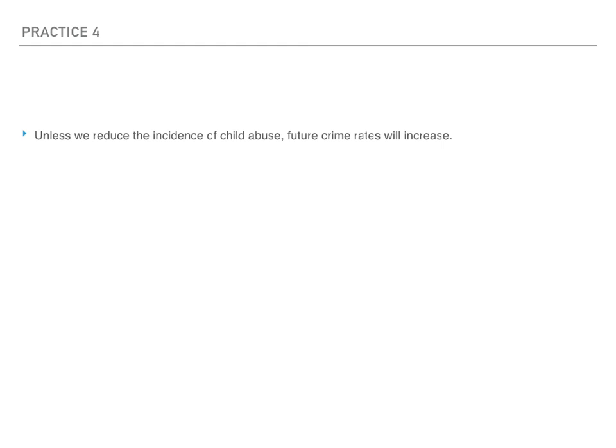So here we see that the word "unless" comes first. Unless we reduce the incidence of child abuse, future crime rates will increase. But we treat that the same way. So the book just says if you see the word unless, then you know that there's a wedge. So this should just be R wedge F, where R stands for reduce the incidence of child abuse, and F stands for future crime rates increase.